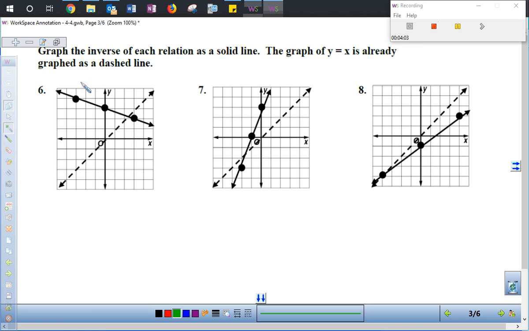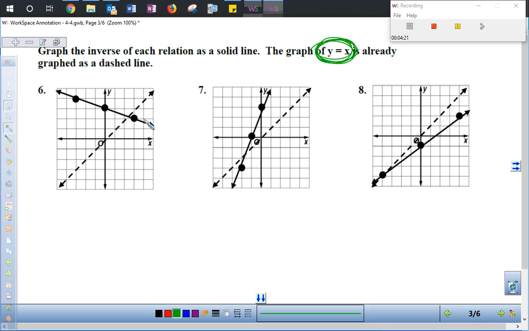On number 6, when they give you a graph, we have to give them a graph in return. Now it says, graph the inverse of each relation as a solid line. And then it says the graph of y equals x is already graphed as a dashed line. This is really important. We're going to talk about why that's important after we graph the inverse.